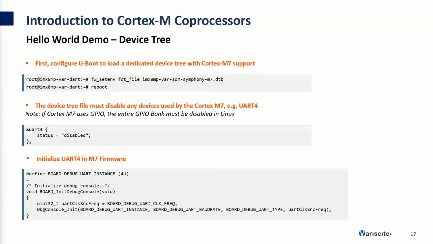Basically, this device tree file, again, just disables any devices that are used by the M7. So in this example, we have UART4 being used by the M7, so we disable that in the device tree. And then the code snippet on the bottom just shows the initialization code for UART4 in the M7 firmware.